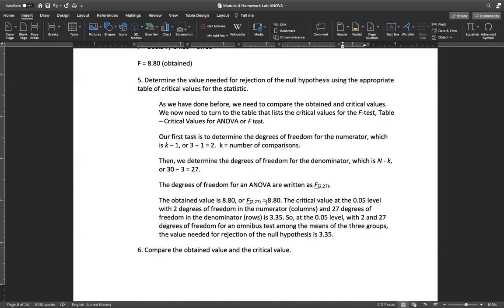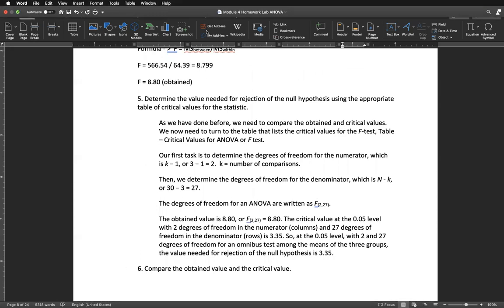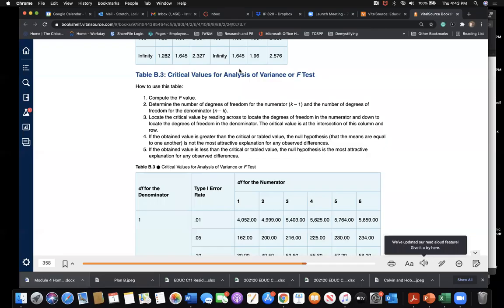Then, if we want to use the book, if we're not using SPSS, we can go to the back of the book and look up the degrees of freedom under an ANOVA. I didn't have my book open, but give me a second. I'll pause the video and pull that up for us. Okay, so this may look slightly different depending on which book you're using, but this is the critical value for the analysis of variance F test.